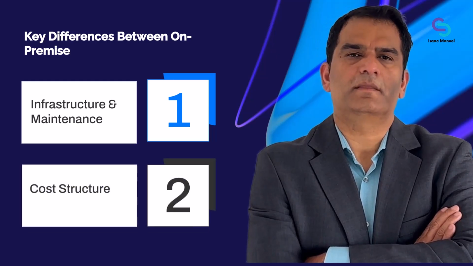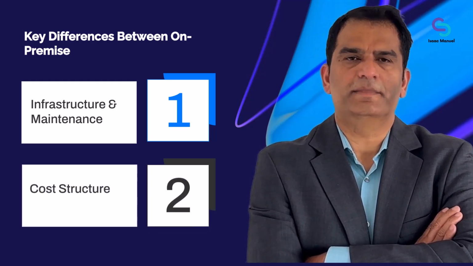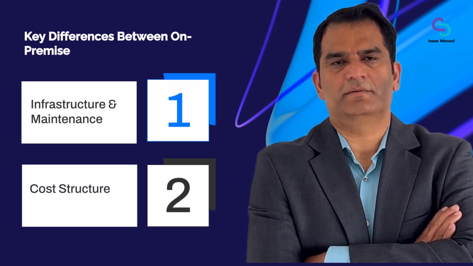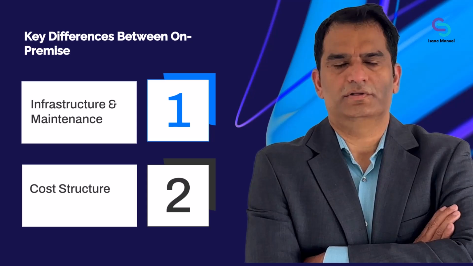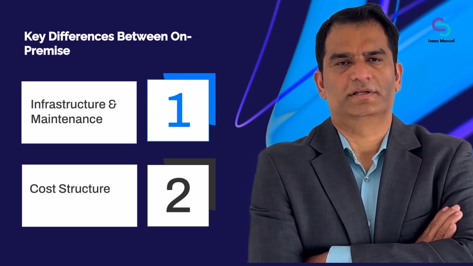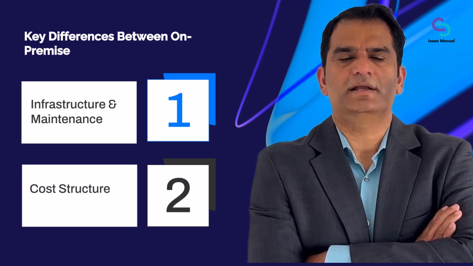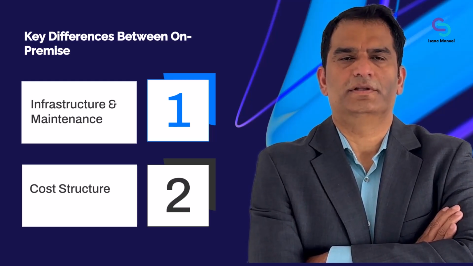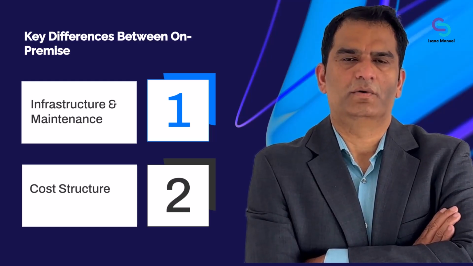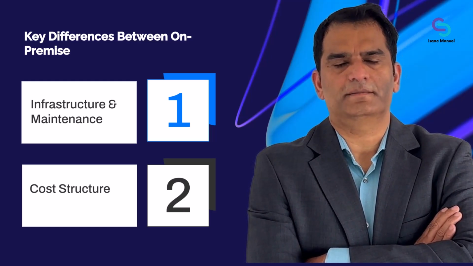Cost structure. On-premise is a large capital expense, CapEx, upfront, licenses, hardware purchase, plus ongoing costs for support and IT staff. Cloud is more of an operational expense, OPEX, regular subscription fees, which is cheaper, depends on many factors, size of deployment, how long used, and so on.